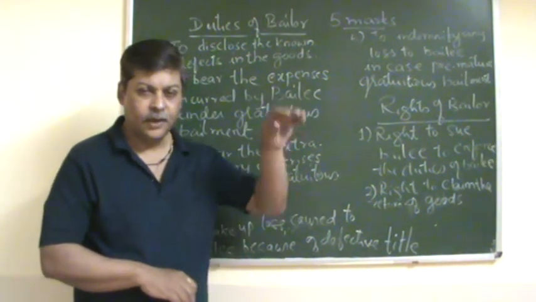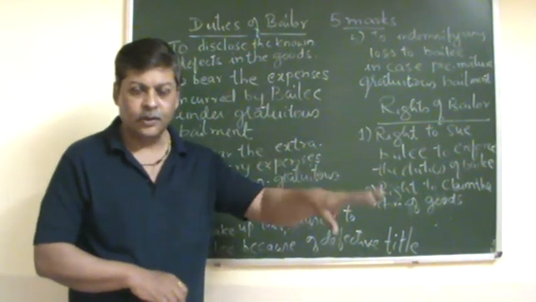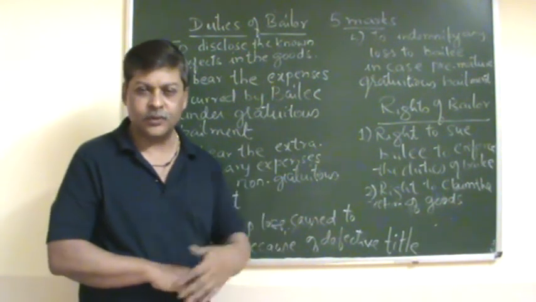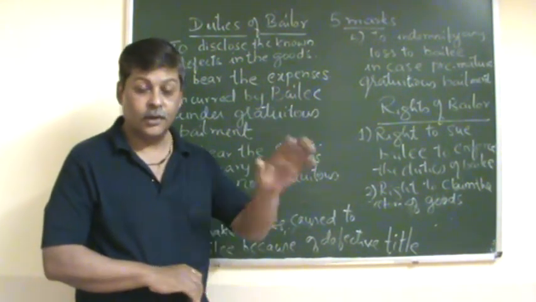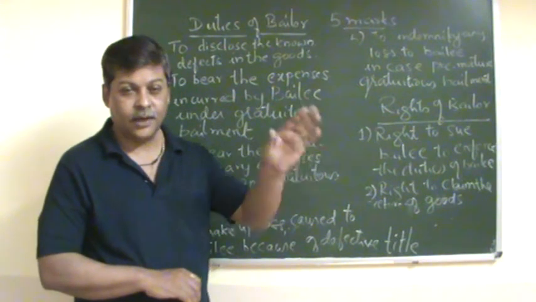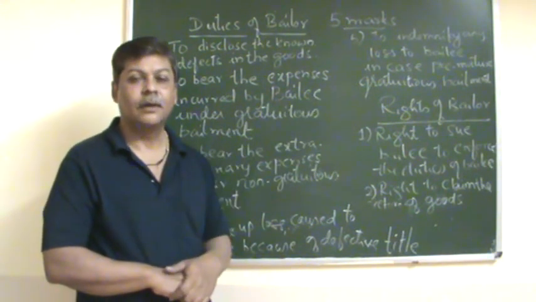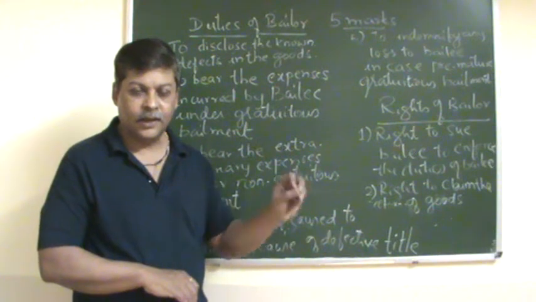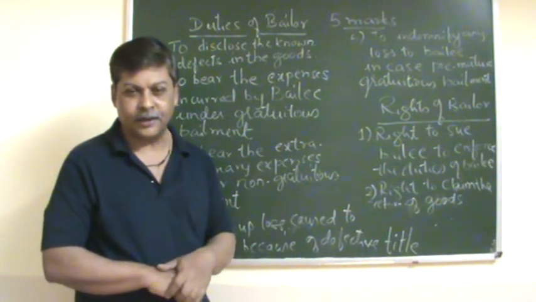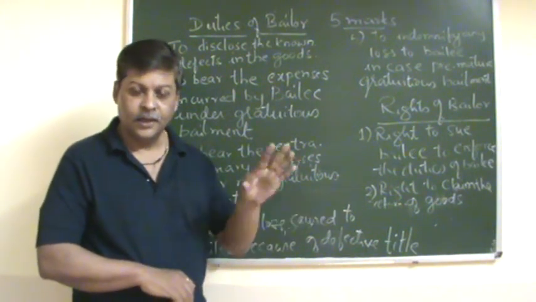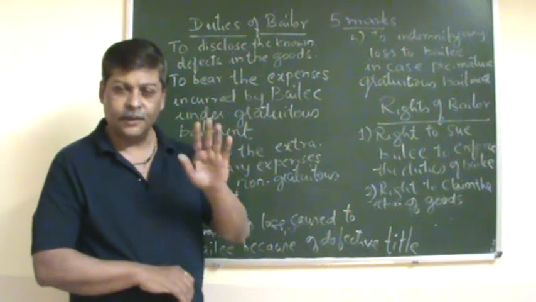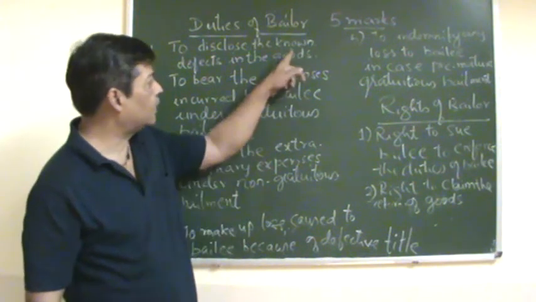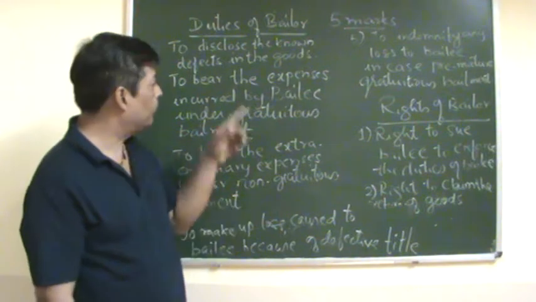If you know it, when you deliver the goods, you should reveal those defects. You should make the person aware that these are the drawbacks, these are the defects that are there in the goods that he is being given. If you know it, you just have to mention it. That is the first duty of the bailor.